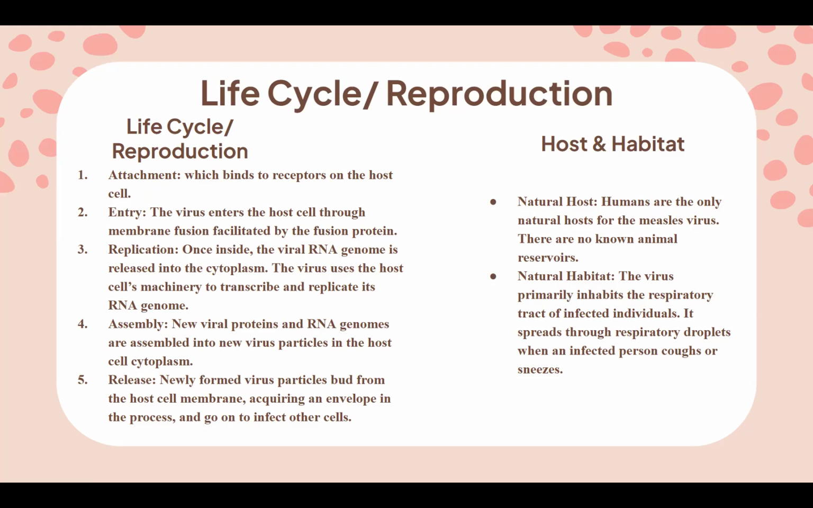For the host and habitat, the natural host are humans. They're the only natural host for the measles virus. There are no known animal reservoirs. For the natural habitat, the virus primarily inhabits the respiratory tract of infected individuals. It spreads through respiratory droplets, which an infected person coughs or sneezes.